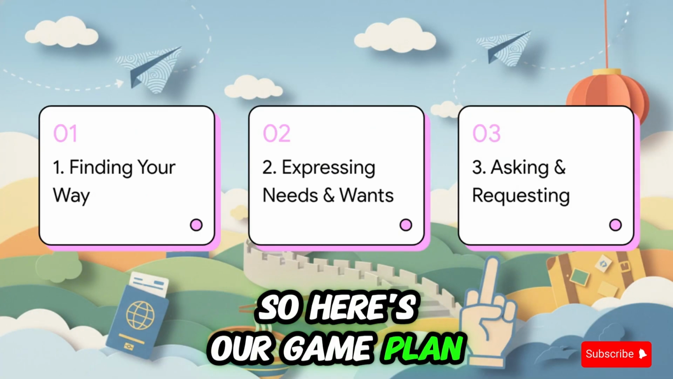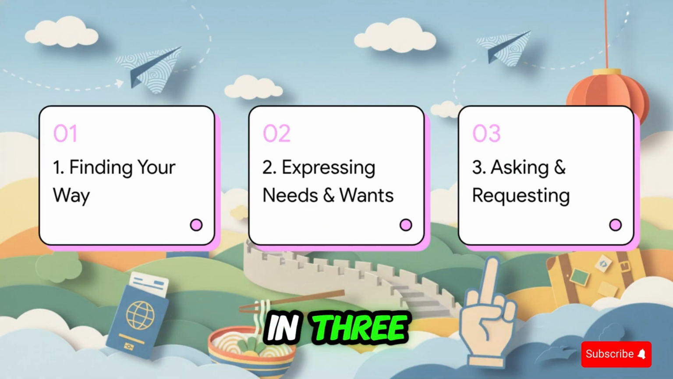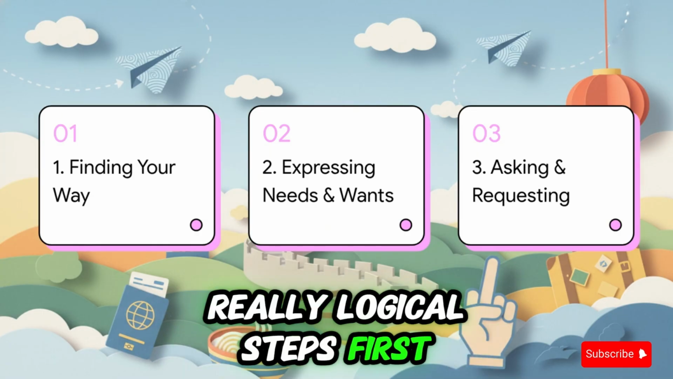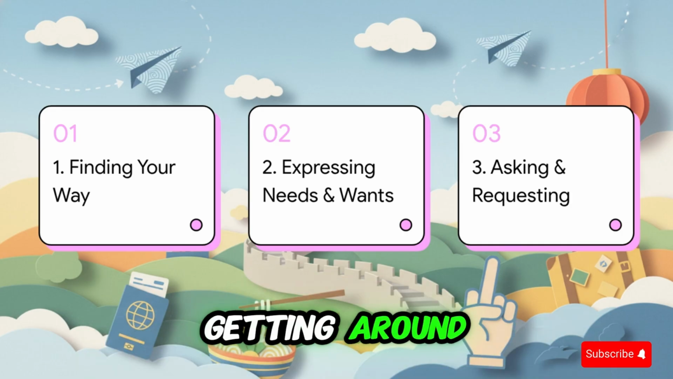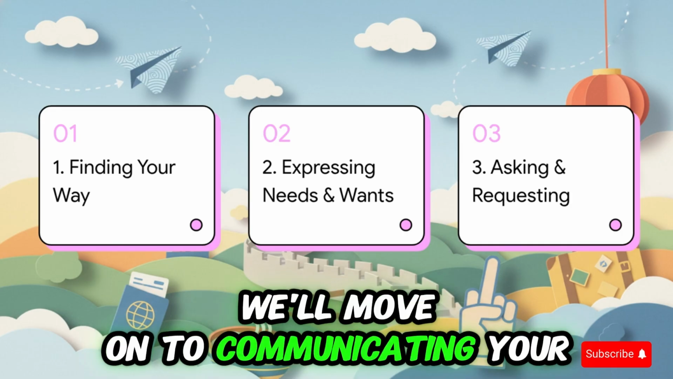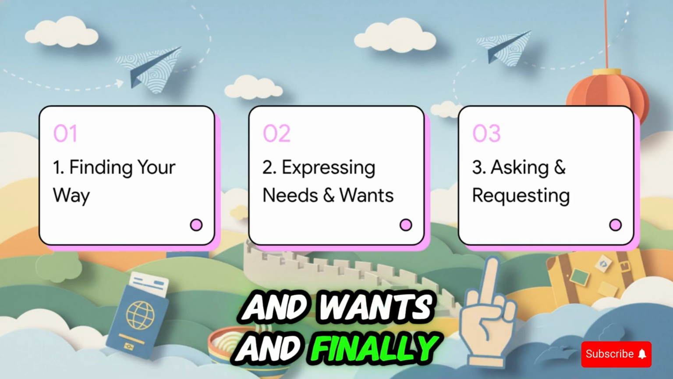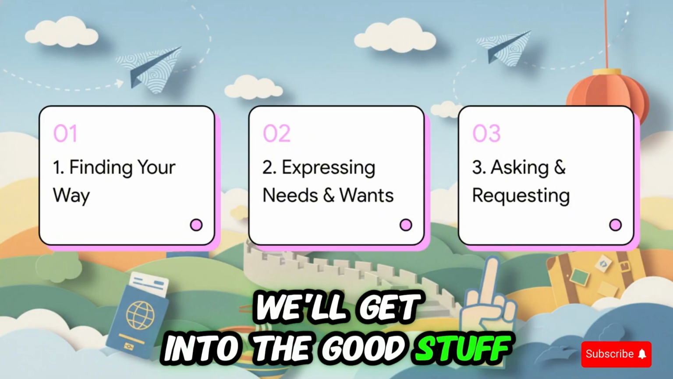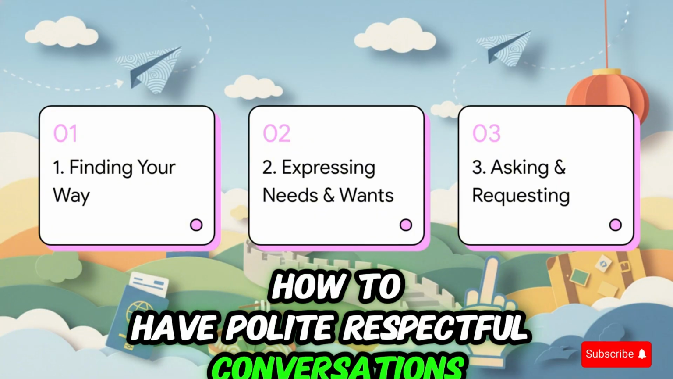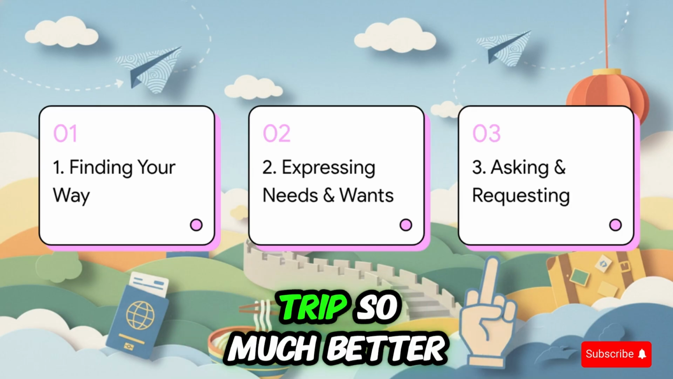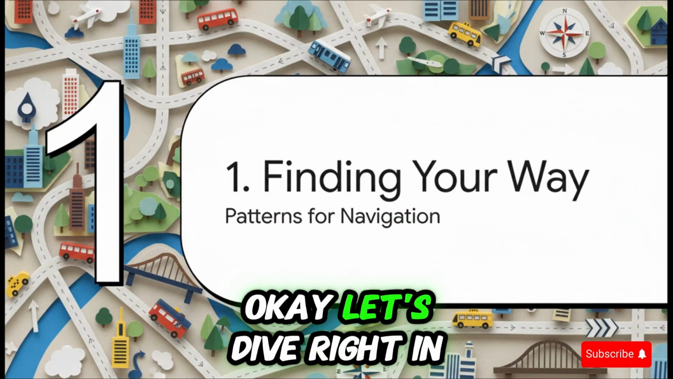So here's our game plan. We're going to build up our skills in 3 really logical steps. First, we'll get you comfortable with just getting around. Then, we'll move on to communicating your essential needs and wants. And finally, we'll get into the good stuff, how to have polite, respectful conversations that can make your entire trip so much better. Okay, let's dive right in.